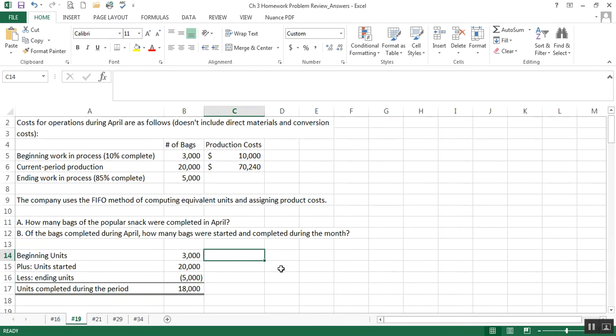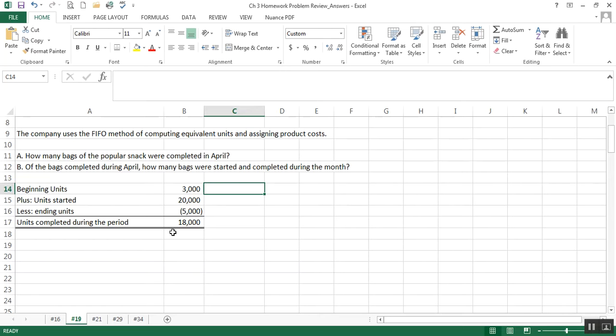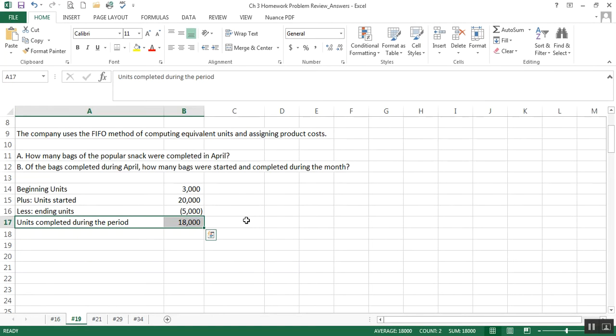And because this is FIFO, we assume that the beginning units are already completed and they were started in a previous period. So we need to calculate how many units were started and completed during the period. Okay, so this is the answer to part A.